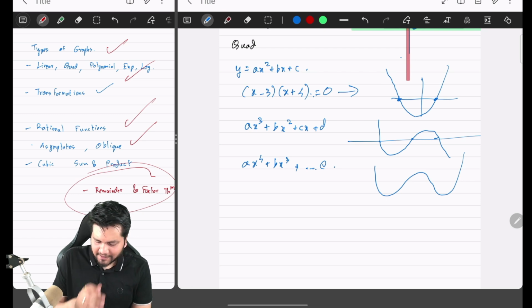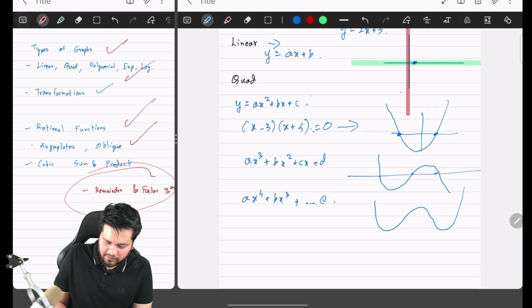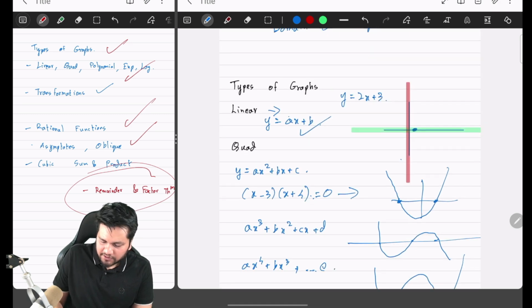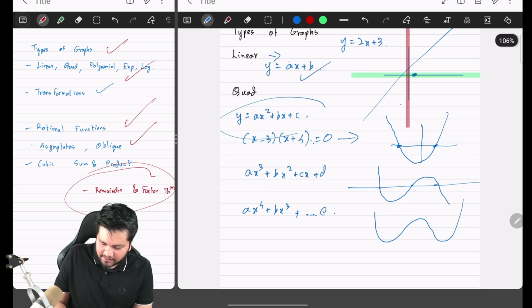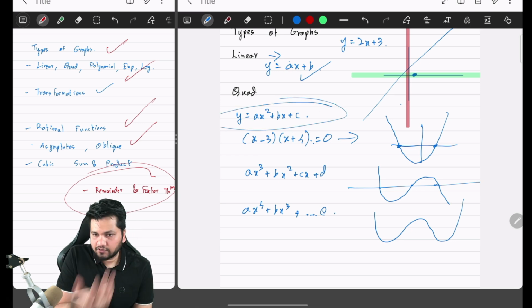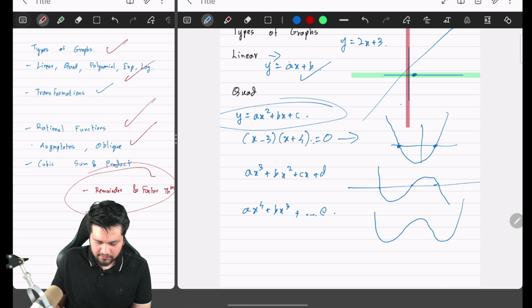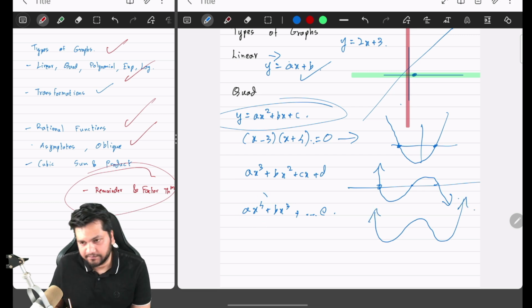So as of now, you understand the design of these functions, which is linear function, which is just a line, then quadratic, which is just a parabola. This is very important because we are going to use this for the next topic, which is transformations and all of these things. Then ax cube. So as you can see, 3 roots. So one goes up, one goes down like this. It's ax to the power of 4. It goes like this, up and up.